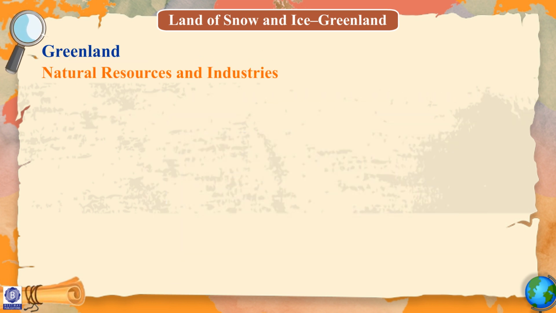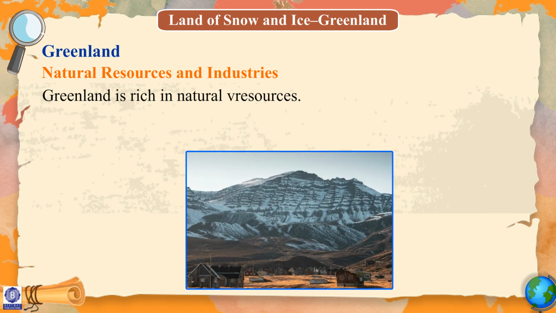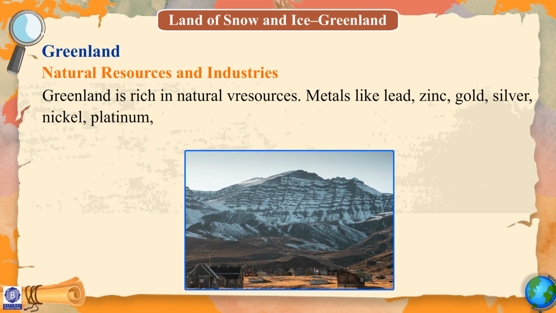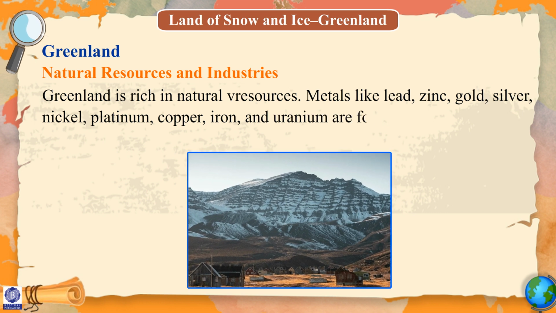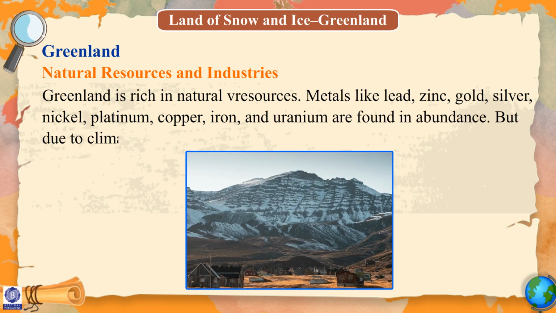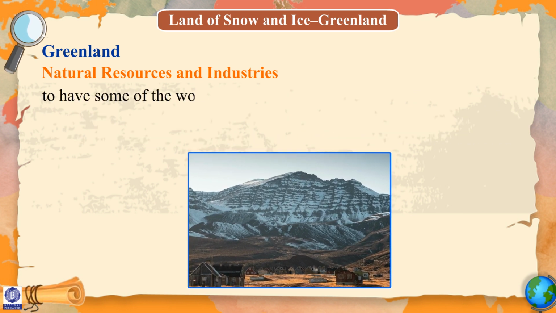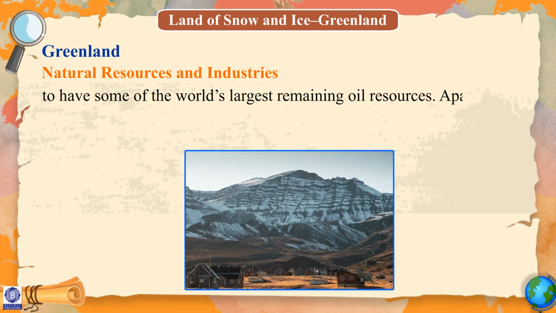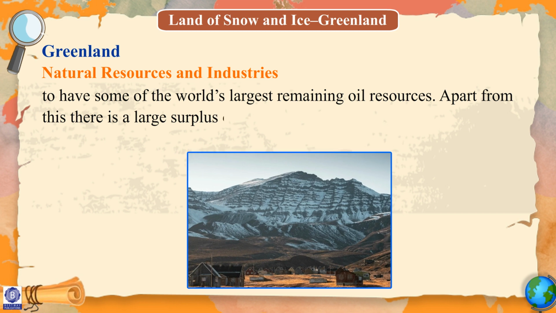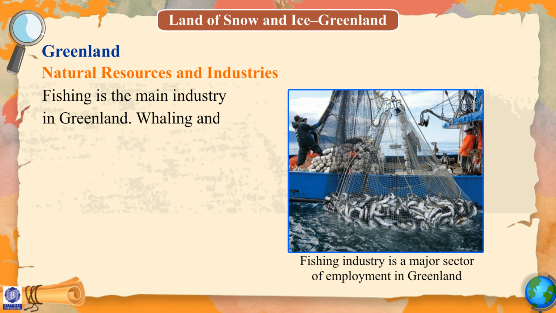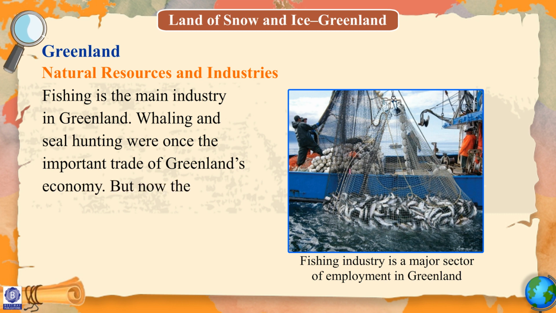Natural resources and industries. Greenland is rich in natural resources. Metals like lead, zinc, gold, silver, nickel, platinum, copper, iron, and uranium are found in abundance. But due to climatic conditions, they have not been utilized. It is believed to have some of the world's largest remaining oil resources. Apart from this, there is a large surplus of hydropower. Fishing is the main industry in Greenland. Whaling and seal hunting were once the important trade of Greenland's economy. But now the market for their products has become limited.